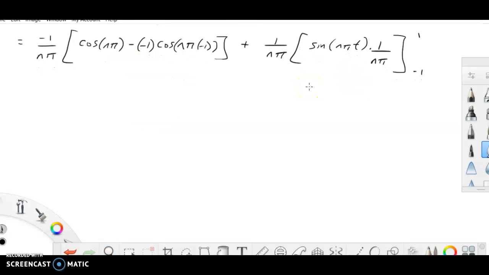Now we'll still have our minus 1 over n pi on the outside. This is cos n pi, and the minus times the minus gives us a plus, so we've got cos minus n pi here. There's going to be a little trick there in a minute. And over here, what are we going to do? We're going to apply our limits.